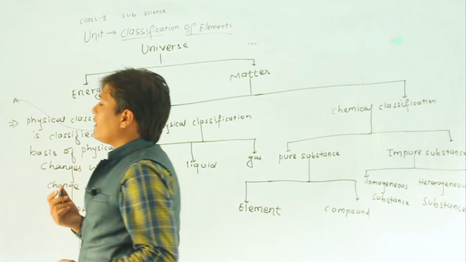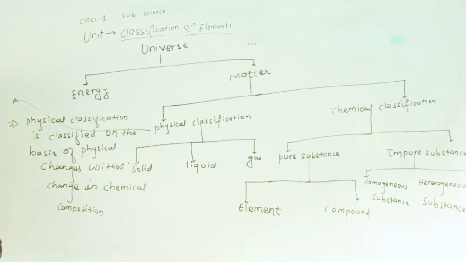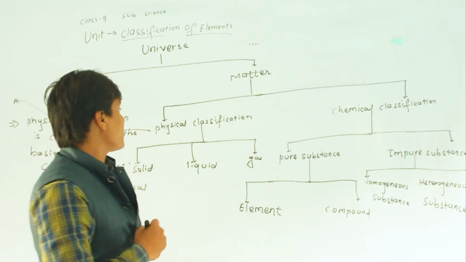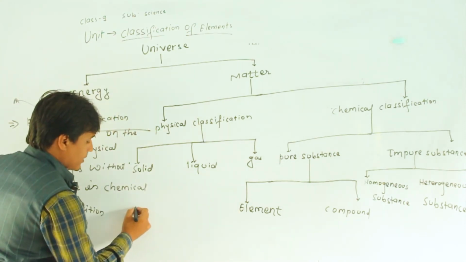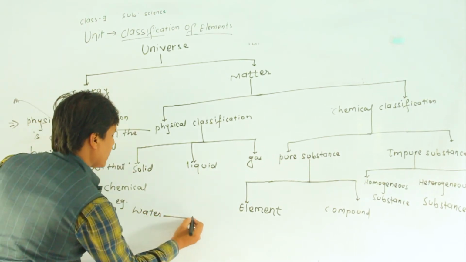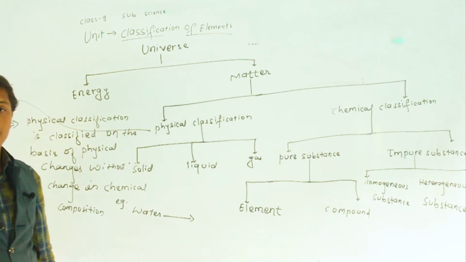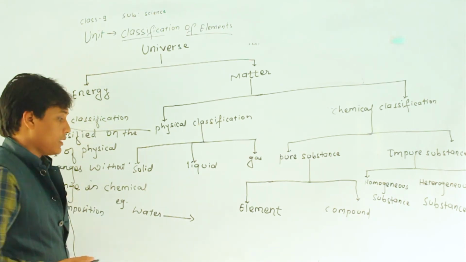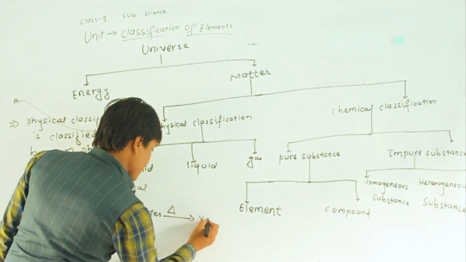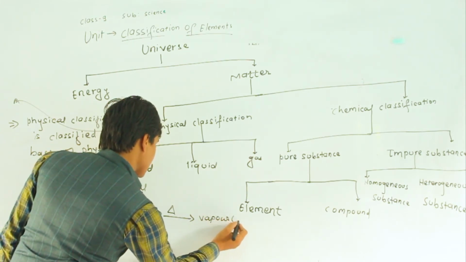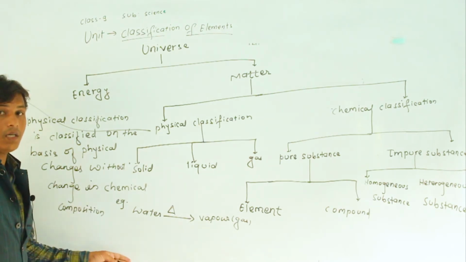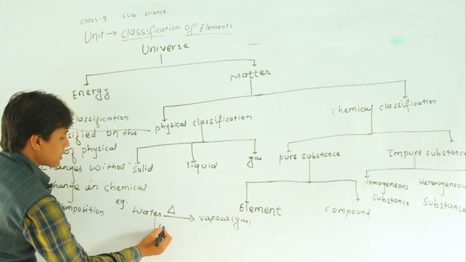Okay, so in normal temperature and pressure, water is a liquid. Water is in the form of liquid. See here, water, for example. When water is heated, it changes into vapor, that is gas. When water is cooled, it changes into ice.